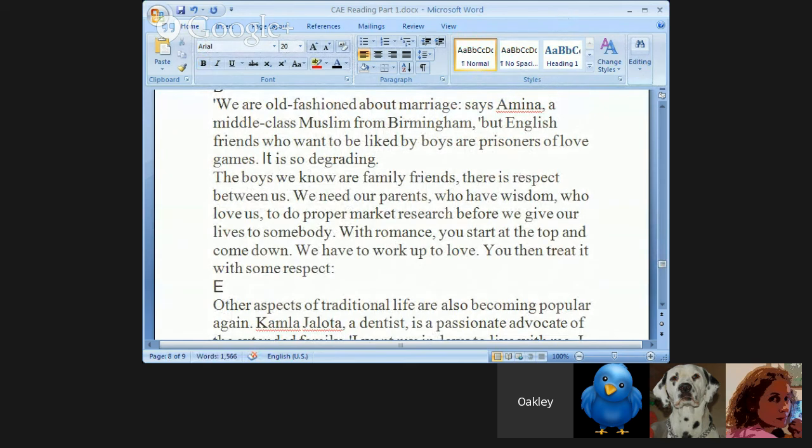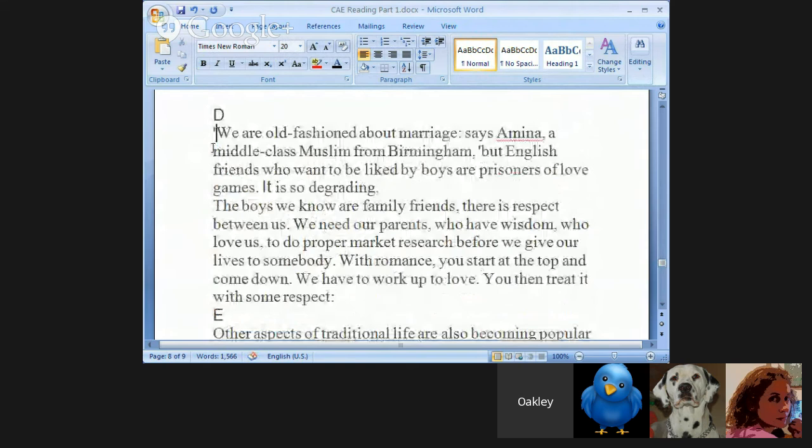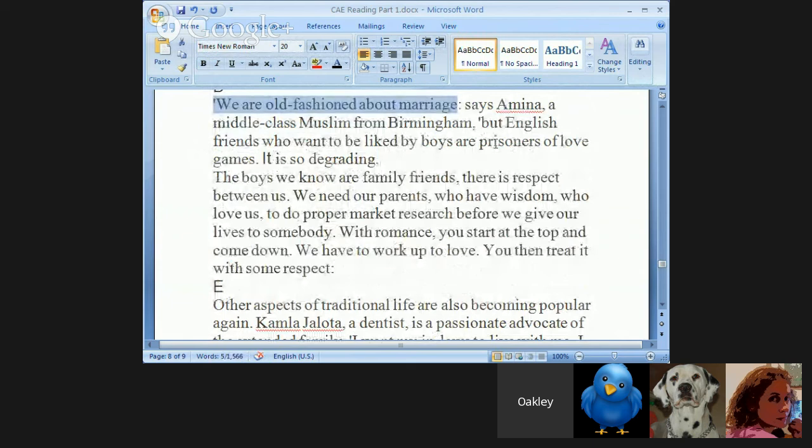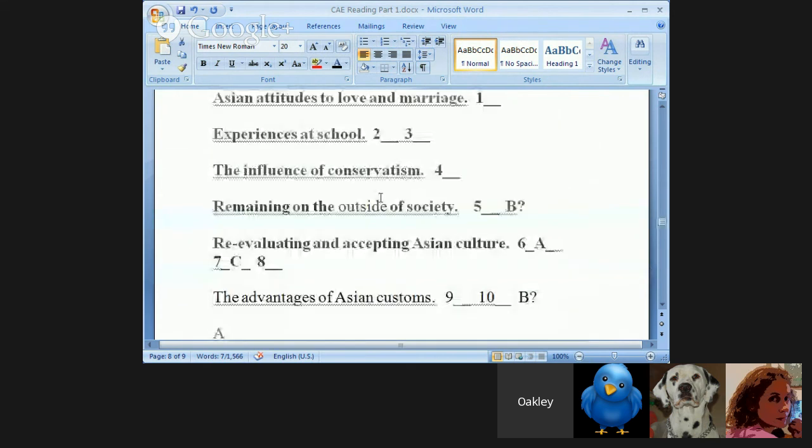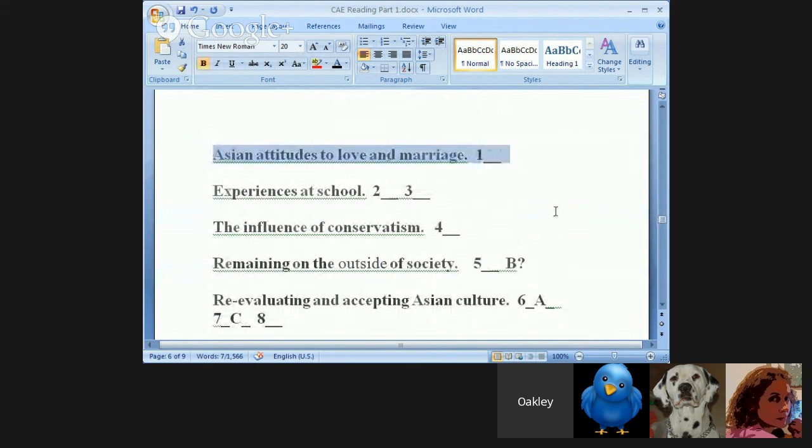All right. Nader, okay. First sentence here: In D, we are old-fashioned about marriage. I like this. English friends who want to be liked by boys are prisoners of love games. What in the heck is she talking about? I find that very funny. Love games? Really? It's so degrading. With romance, we have to work up to love. Okay. And Nader thinks that has to do with marriage, and as it turns out, in fact, attitudes to love and marriage is one of our concepts. And there you go.